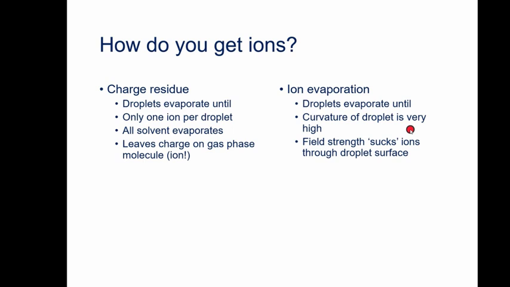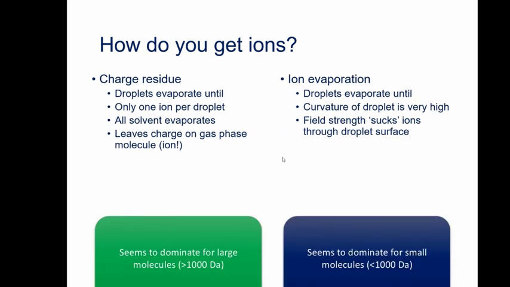And like I say, there was a lot of competition about which one of these models was correct. It turns out that probably both of them are correct, with one or other dominating depending on the molecule. So for very large molecules, the charge residue model may be the dominant model, so that's over 1,000 daltons. For small molecules like metabolites and whatnot, the ion evaporation model may dominate, although it's likely that both of them exist all the time. It's just usually one being more important than the other.